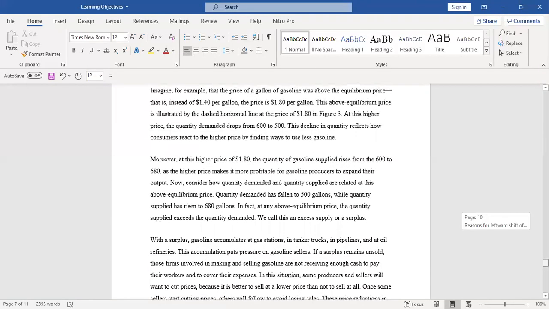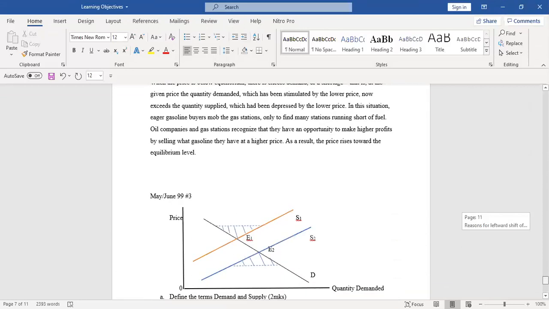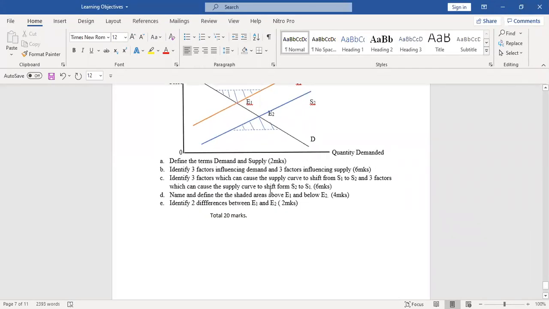All right, we're going down, guys. We're going back down to the question. Identify 3 factors that can cause the supply curve to shift outward, and 3 factors that cause the supply curve to shift inward. So this one now we have to be careful.